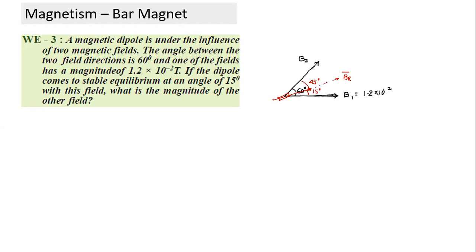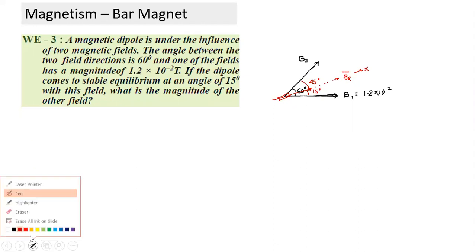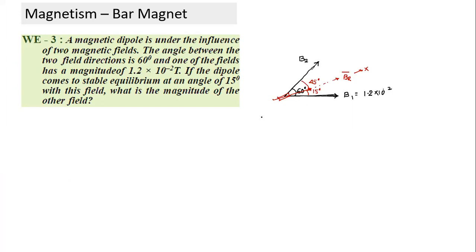If the resultant is in this direction, if I call this direction the X direction, what does it mean? The Y component, the perpendicular components of B1 and B2, are equal and opposite. If I have to write the equation, which concept should I use? First thing, it is based on the equilibrium position. What does the equilibrium position imply? Equilibrium implies the direction of the resultant B.